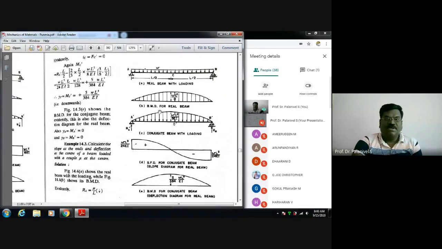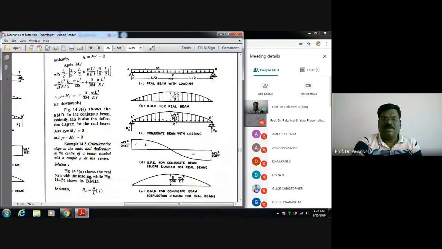If you look at it, this is a simply supported beam subject to UDL. We know the bending moment diagram is WL square by 8, which is a positive, sagging bending moment. Now we have to draw the M by EI diagram, that is, we have to load the given beam. The given beam of the same length is loaded by the M by EI diagram.